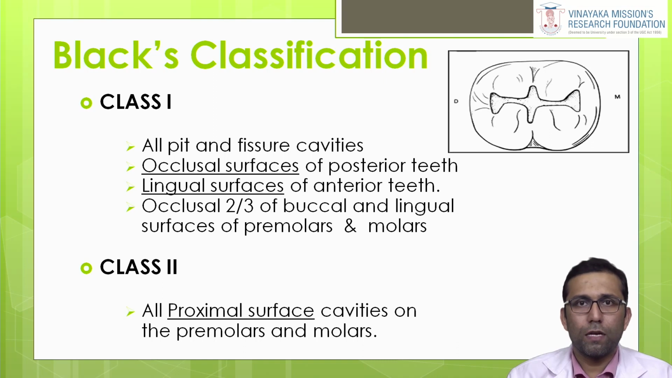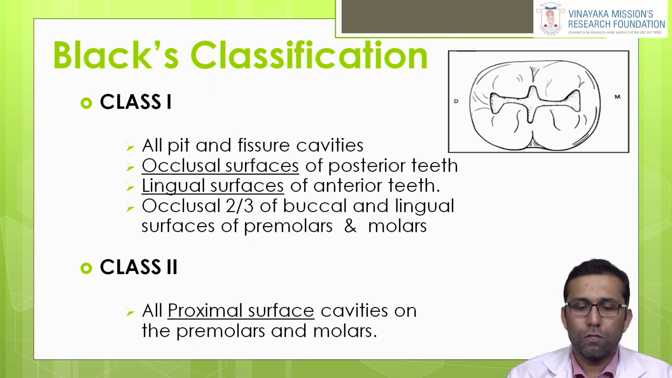Now in detail I will deal with the basic cavity preparation, or classification of cavity preparation, in the case of permanent teeth, and then I will go to the detailed modifications needed especially in primary dentition. First, Black's classification, that is class 1 cavity preparation. It includes all pits and fissures of all teeth, anteriors as well as posteriors. That includes occlusal surfaces of the posteriors and lingual surfaces of the anterior teeth. Also the occlusal 2/3 of the buccal and lingual surfaces of the premolars and molars, because the gingival 1/3 would be a different classification under Black's classification.